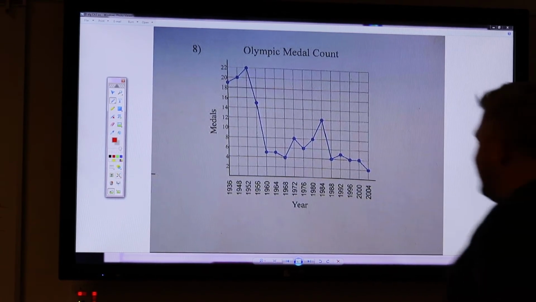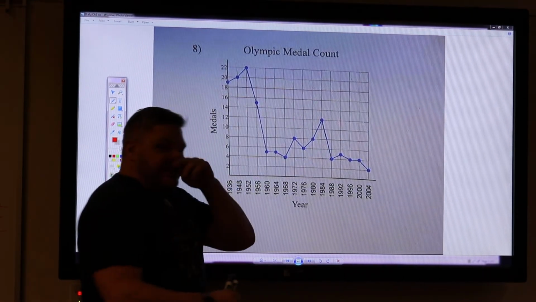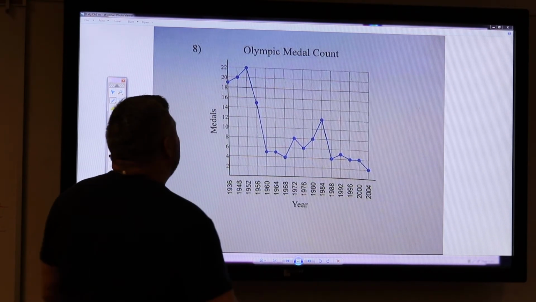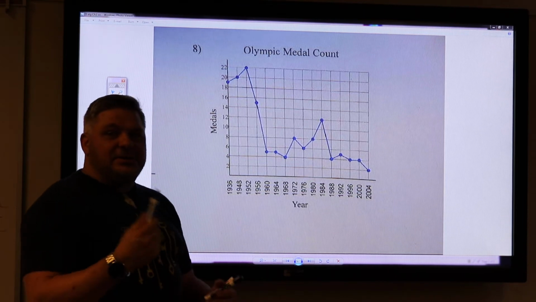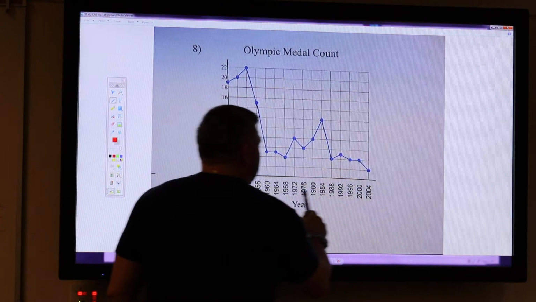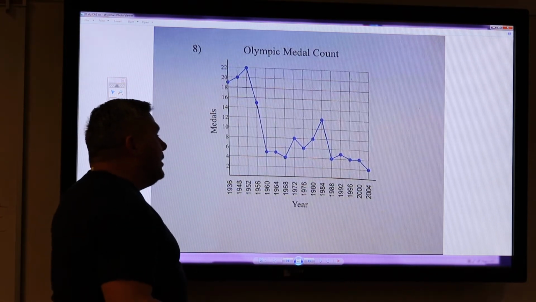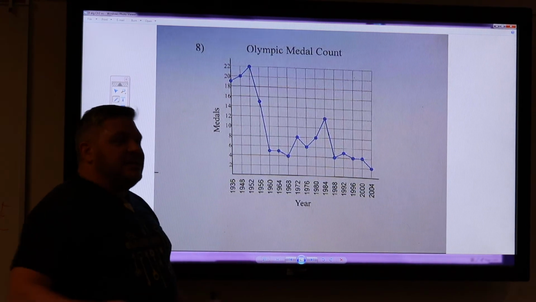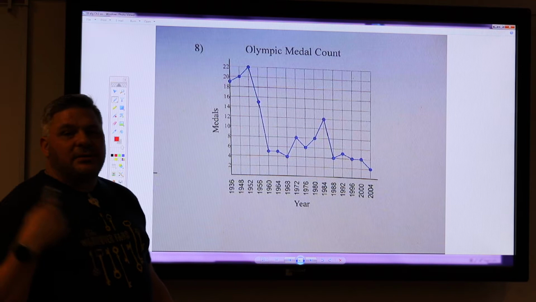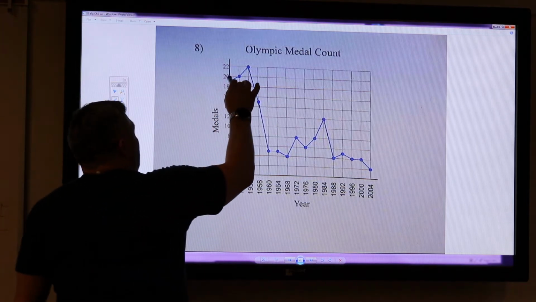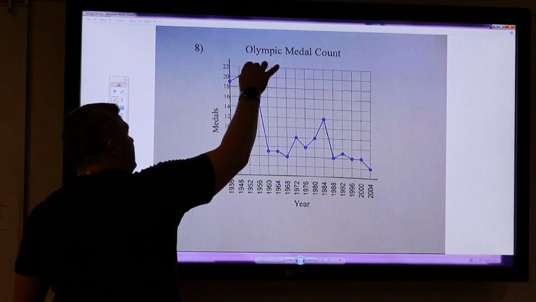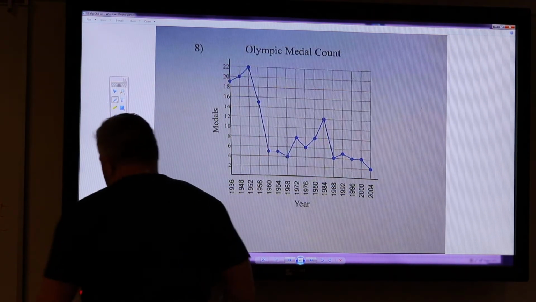Problem number 8. We've got a graph. I turned the camera. Alright, so we have this graph, and it's going from 1936 up to 2004. And we need to start collecting the data. The way we're going to collect the data is by creating a stem and leaf chart. So we're looking at this piece right here, and each dot is going to be collected.